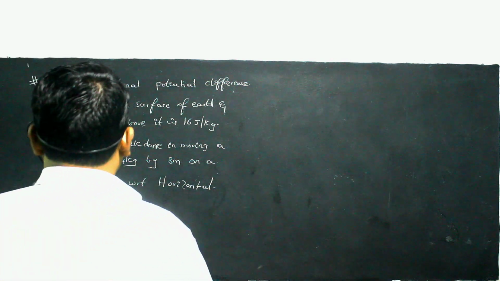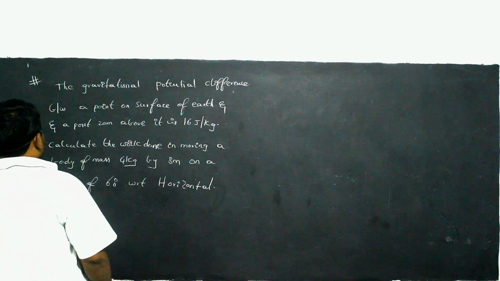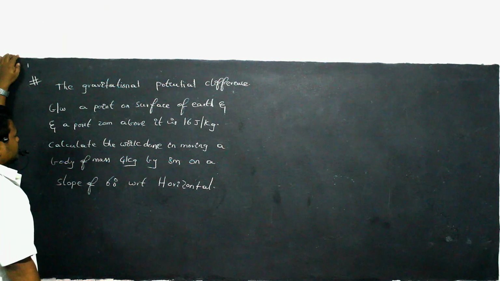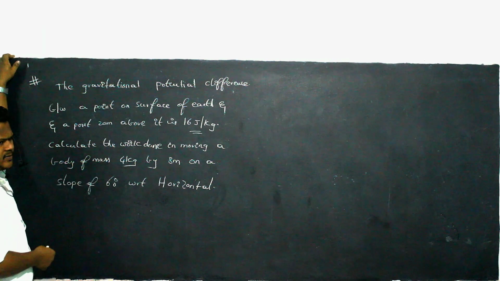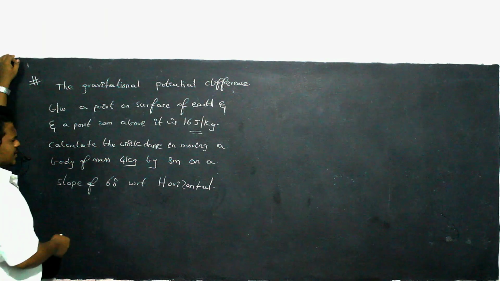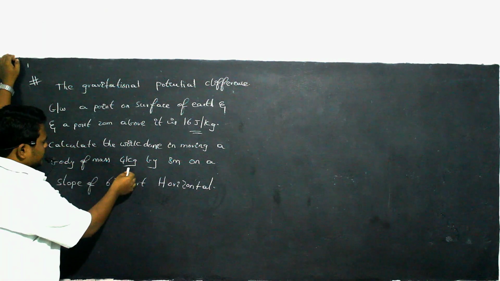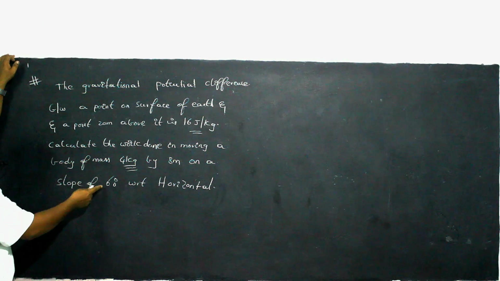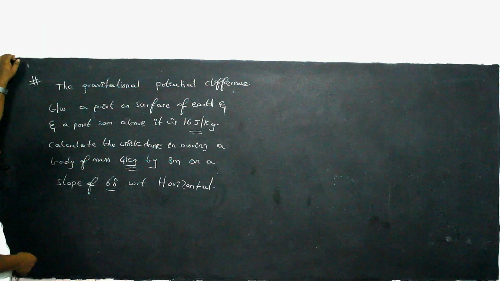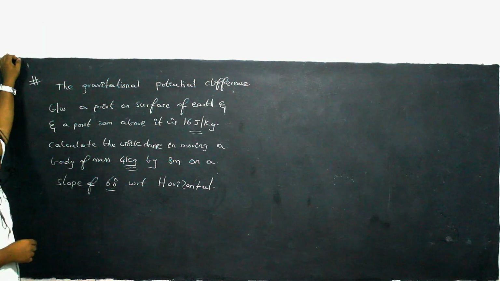So this is the question. The gravitational potential energy between a point on the surface of Earth and a point 20 meters above it is this much. This is the potential difference. Clear? Then calculate the work done in moving a body of mass 4 kg by 8 meters on a line which has a slope of 60 degrees with respect to horizontal.